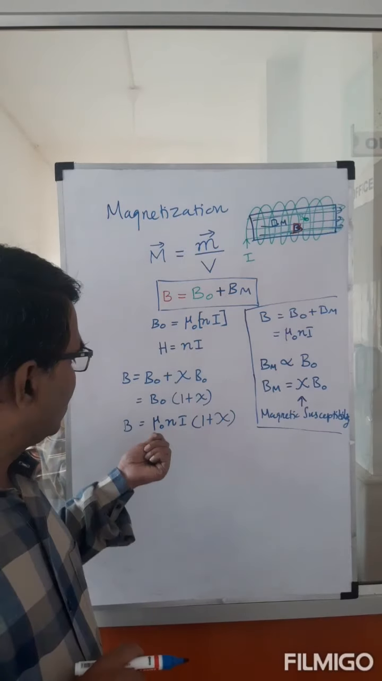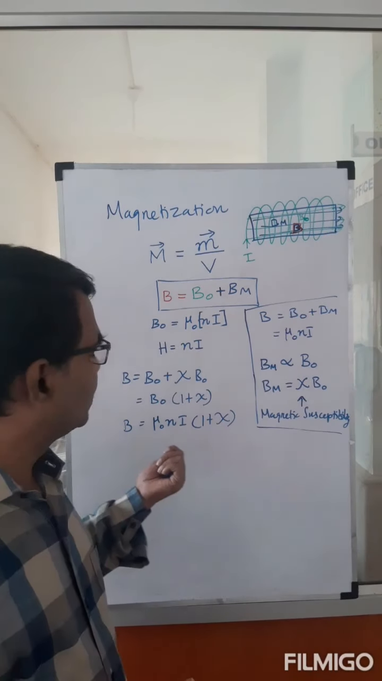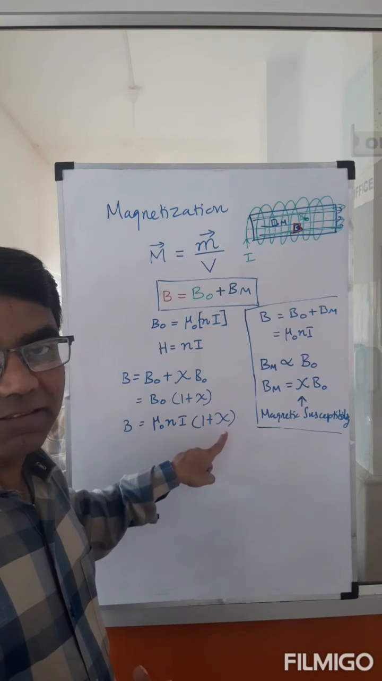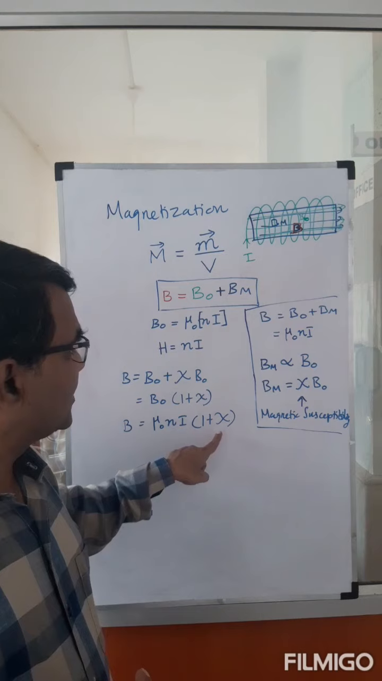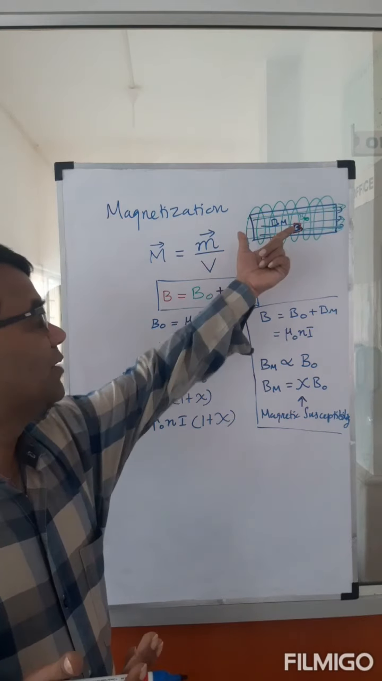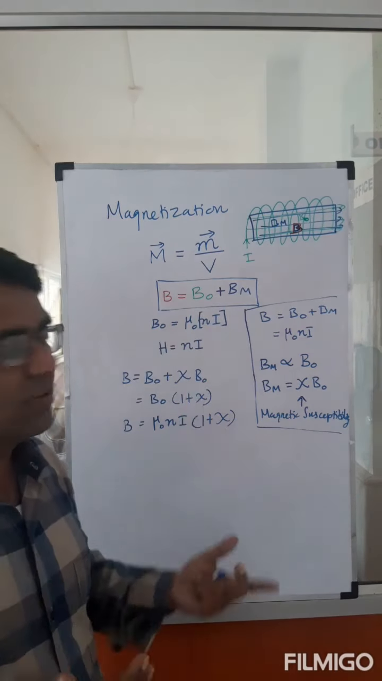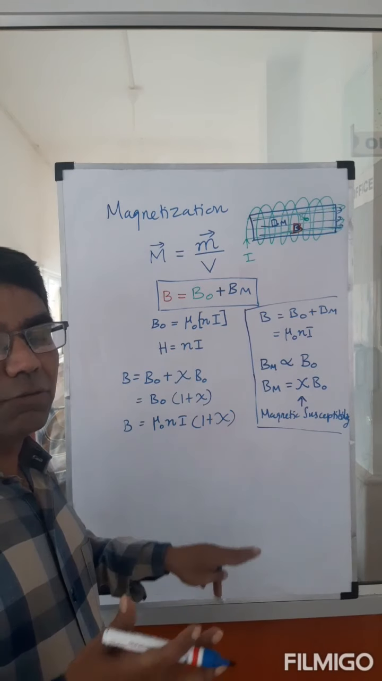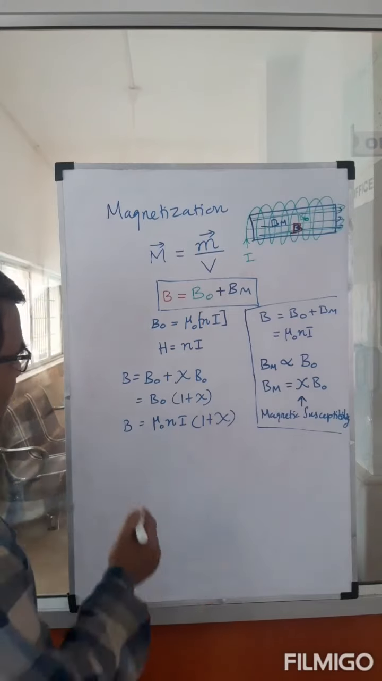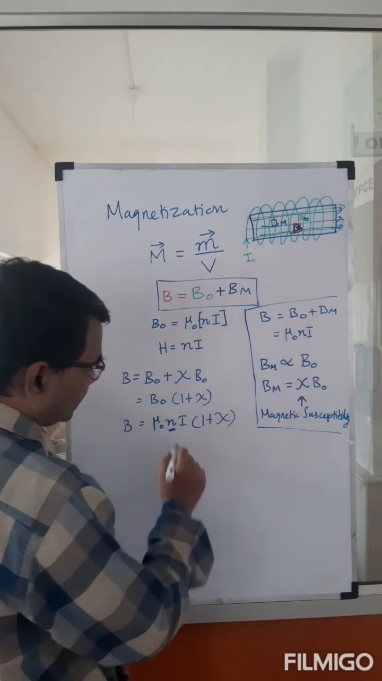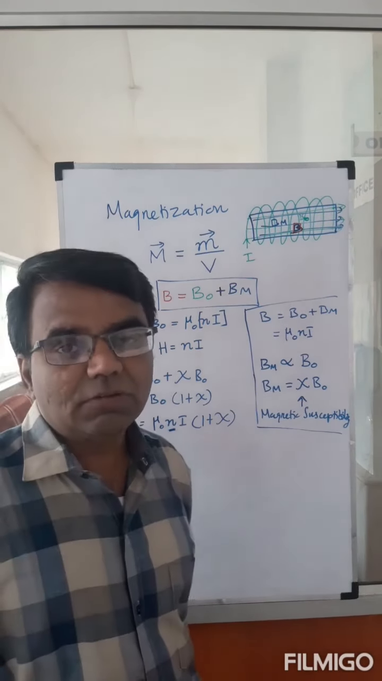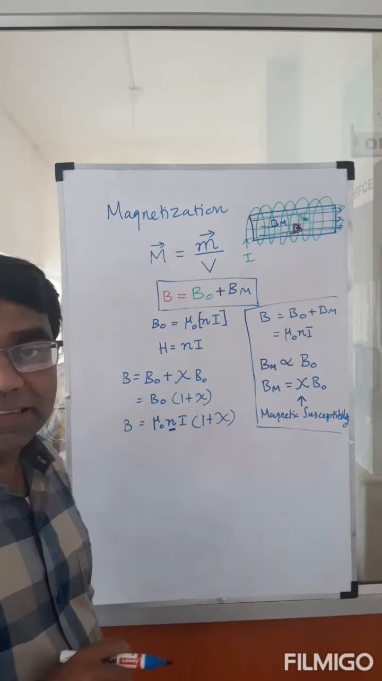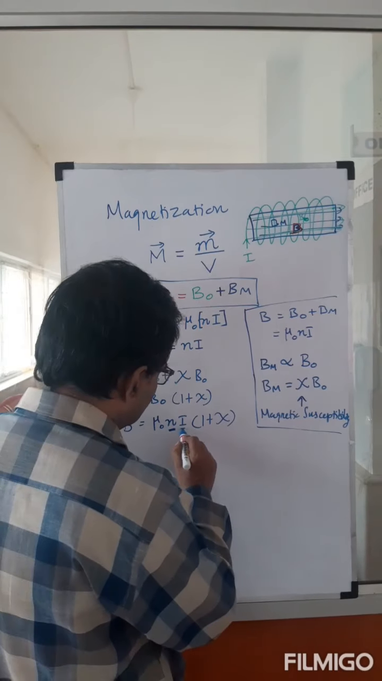Now let's analyze this a bit. Do you have any control over mu naught? No. You have no control over this. Do you have any control over this psi? No. Because it depends on the material. If I keep one material, then I have one value. If I keep another material, I may have a different value. I have no control over this. So what can I control? Can I control this? Yeah. I can control the number of turns per unit length. Can I control the current I send? Yes, I can control that.